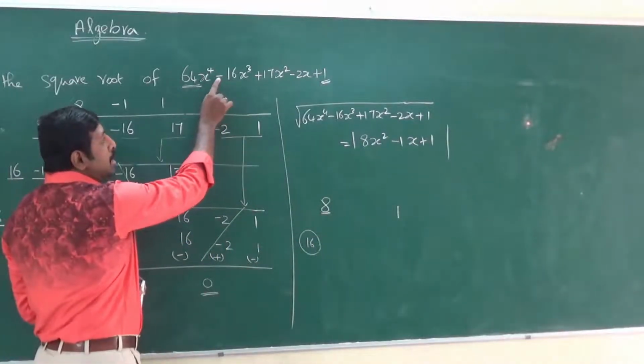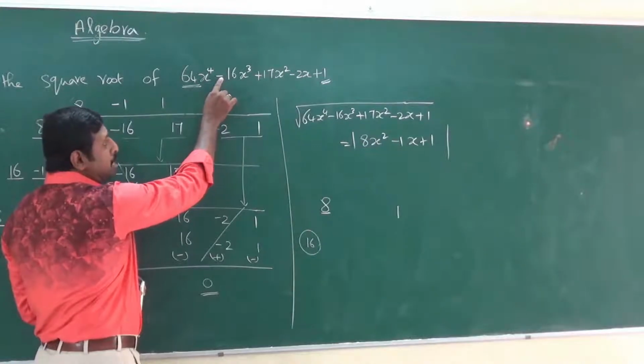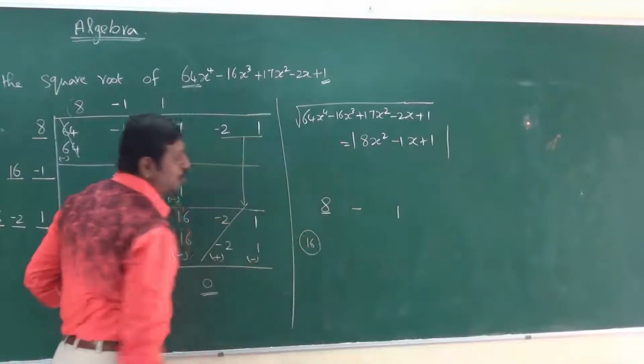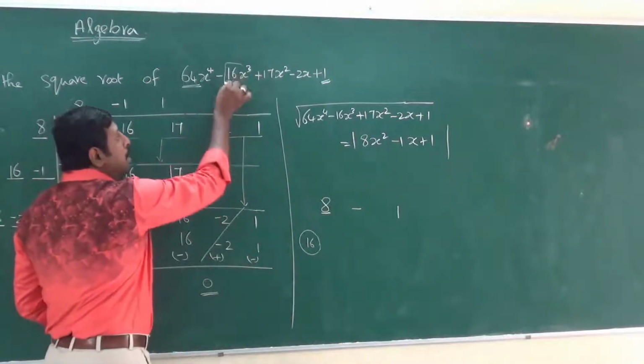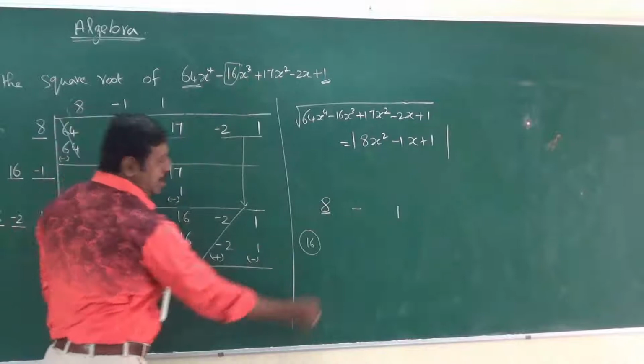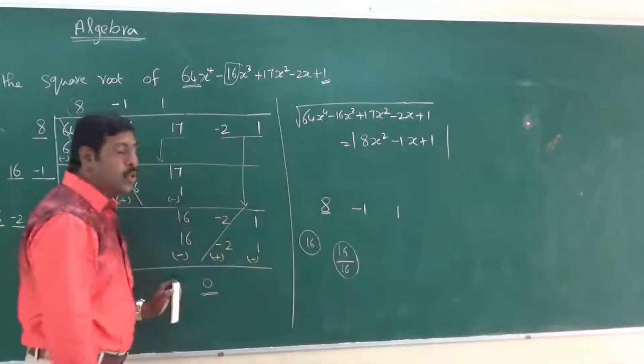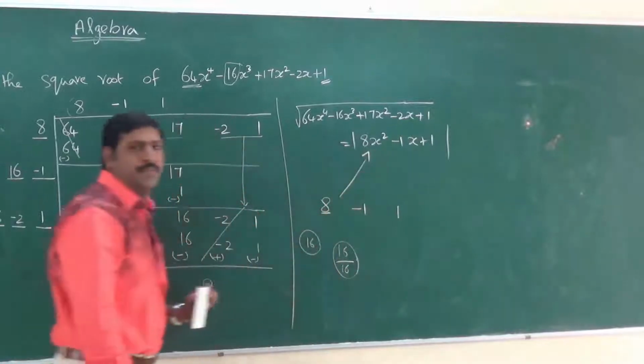Now come to here. Here we have the minus symbol. If you have minus, put minus; if you have plus, put plus. Here we have minus, so put minus. That number is multiplied by 16. The 16 is divided by 16. We get the value 1. So we get the same answer.